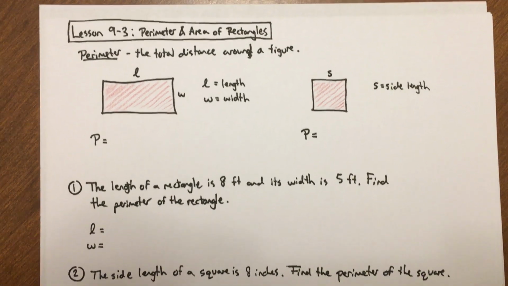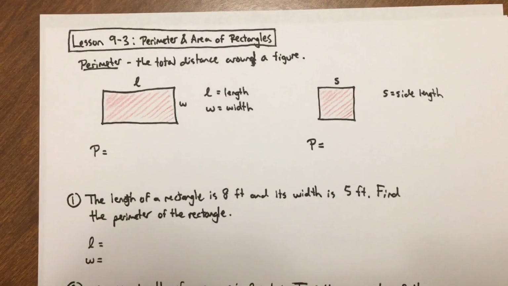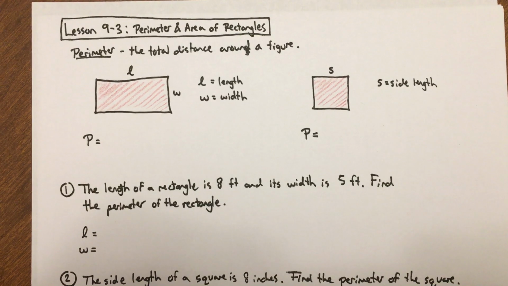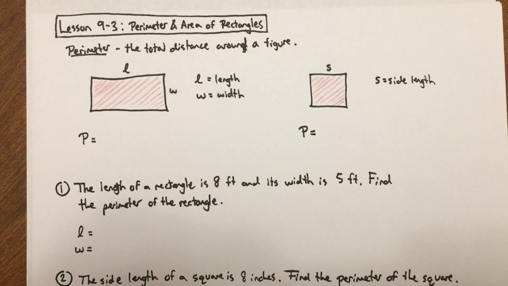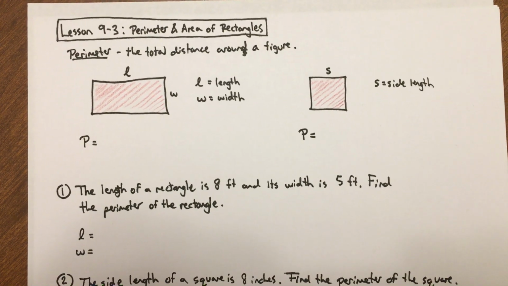Hi class, welcome back. In lesson 3, the topic is going to be on perimeter and area. And specifically, we're going to be looking at rectangles and squares today. So what is perimeter? Well, the definition of perimeter is the total distance around a figure.